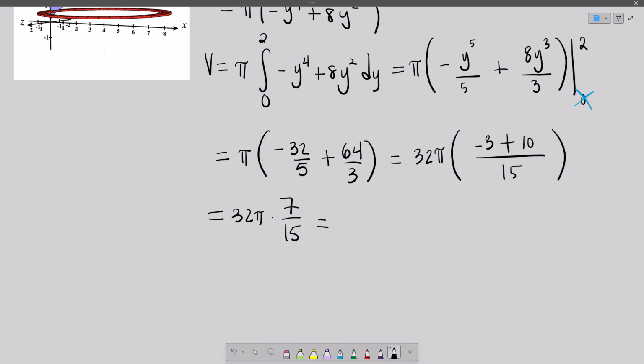32 and 15 have nothing in common, so we just have to multiply this all out. So we get 15 there, we get pi there, that's 14, carry the 1, 22.